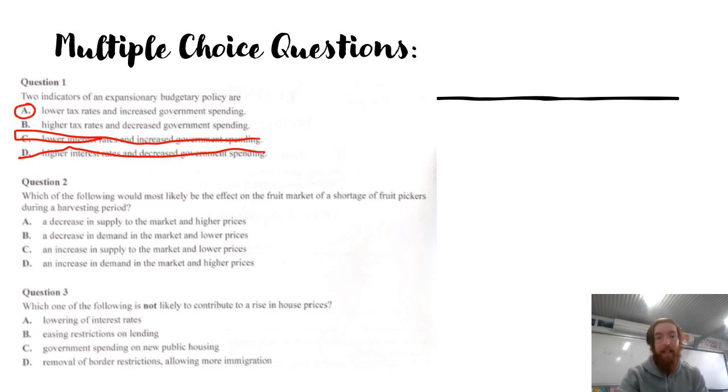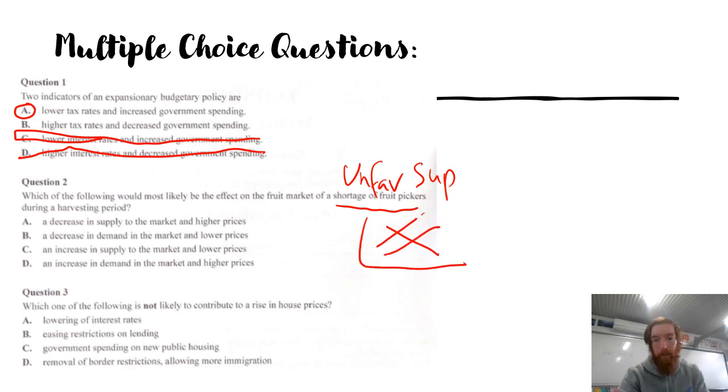Which of the following is likely to be the most likely effect on the fruit market of a shortage of fruit pickers during a harvesting period? A shortage of fruit pickers, that's a shortage of labor, so that's going to be unfavorable for supply. So if there is unfavorable supply, what's going to happen? Well, we've got our supply-demand diagram. Supply goes this way. We have less quantity and a higher price. So where is that at? We have a decrease in supply to the market and higher prices. A must be the answer. So we've got A first up, two answers.